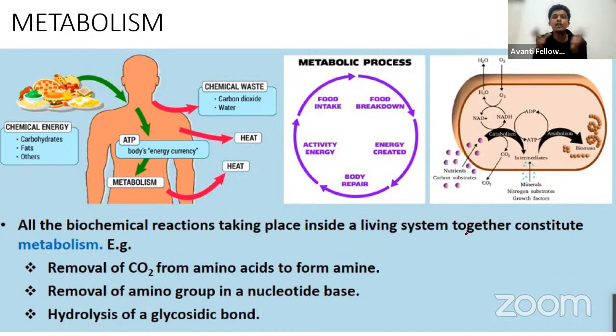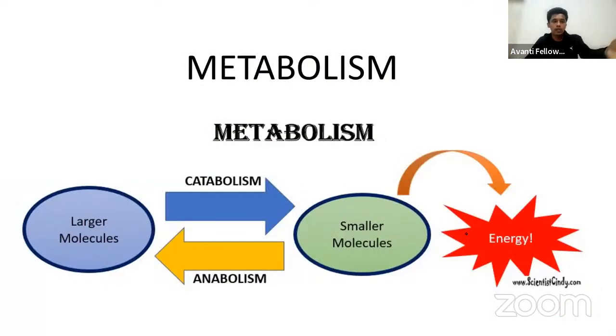So this is a construction and destruction process, which involves liberation of energy and consumption of energy. Based on this property, you can put the entire metabolism into one summary, right? Metabolism has two important steps. One is catabolism, the other is anabolism. What are we doing in catabolism?